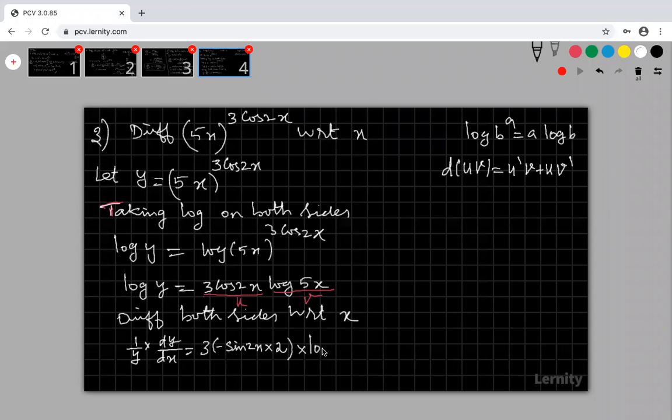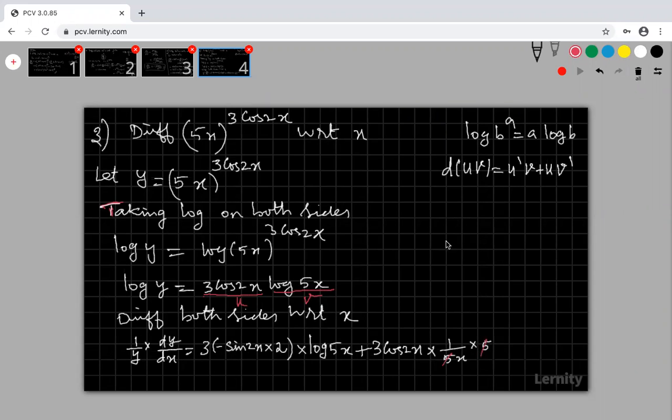What is for v? V means log 5x. You can keep it log 5x as it is. Plus, what about my second term? U v dash, that is my u is 3 cos 2x into, what is my log 5x differentiation? 1 by 5x. And then you differentiate this 5x also. So therefore, my 5x differentiation is 5 alone. My x differentiation is 1. 1 into 5, 5 only. Now I can cancel this 5.